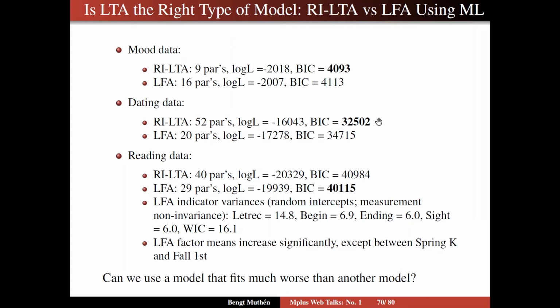Now for the reading data, RI-LTA has 40 parameters, LFA has 29 parameters, so considerably fewer parameters. But lo and behold, the log likelihood is better for LFA than RI-LTA, even though we have fewer parameters. So clearly then BIC is going to win. You have a much smaller, much better BIC for longitudinal factor analysis. So you should not go with this RI-LTA model that I talked about. In this case, you should go with longitudinal factor analysis.